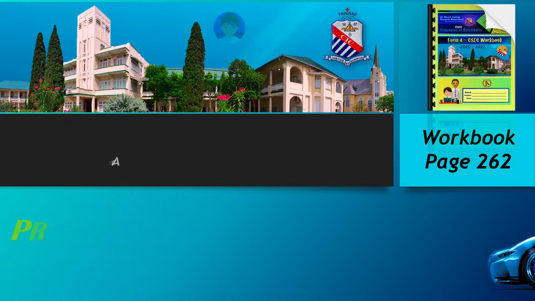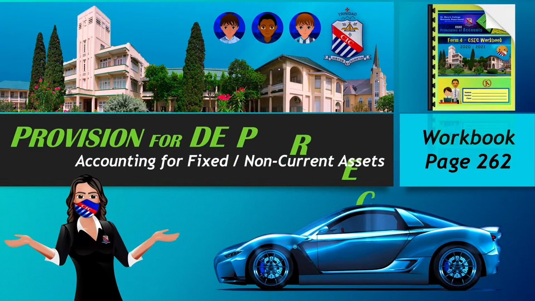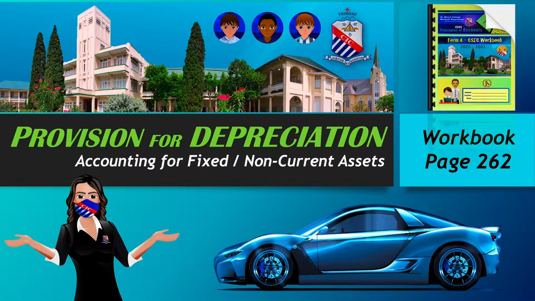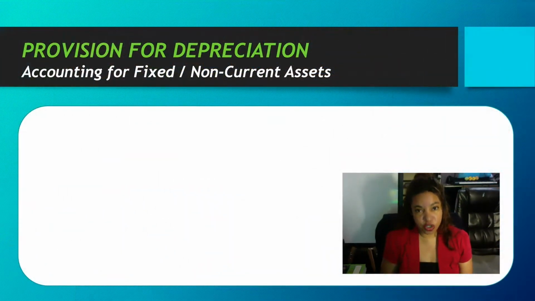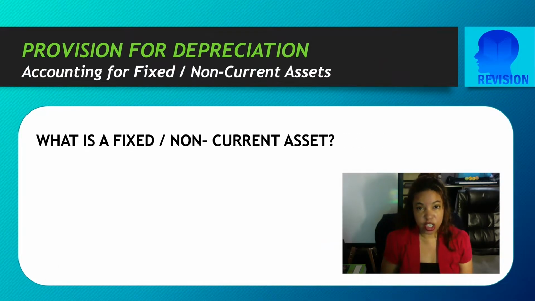So hello, today's topic is going to be an introduction into depreciation, more specifically provision for depreciation, which has to do with accounting for non-current assets. In introducing provision for depreciation, we need to revise and we need to know exactly what are we dealing with. Non-current assets. What are non-current assets?